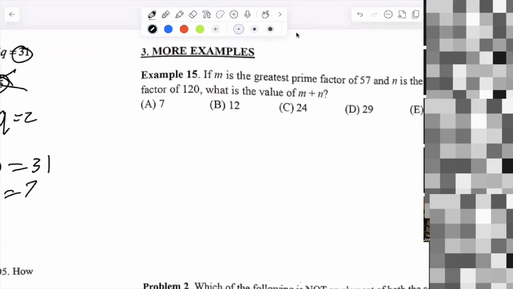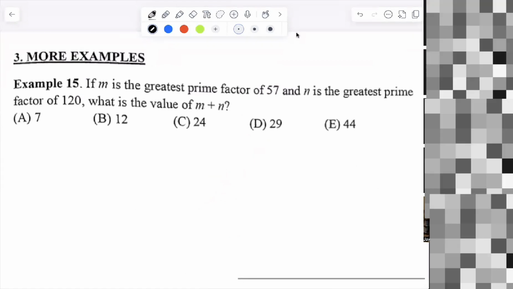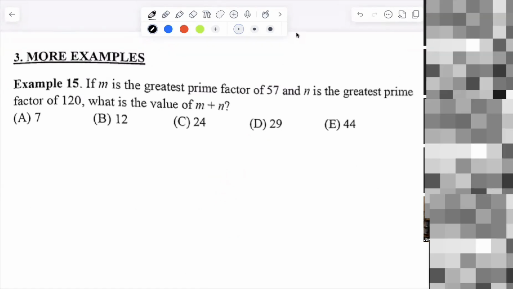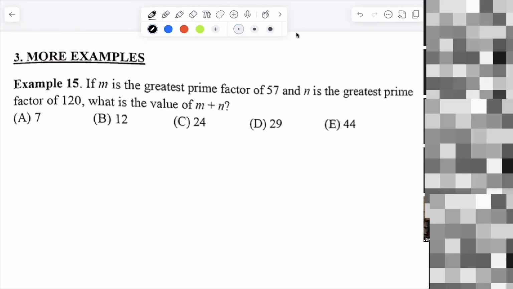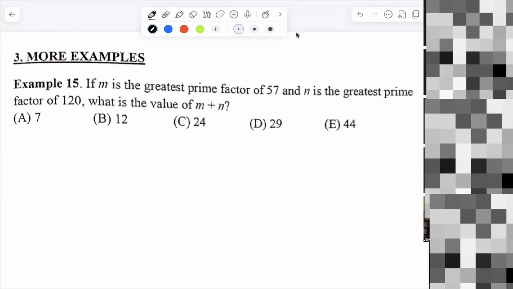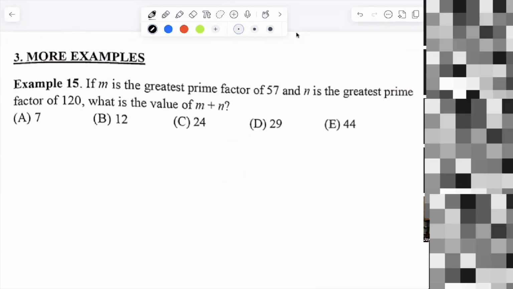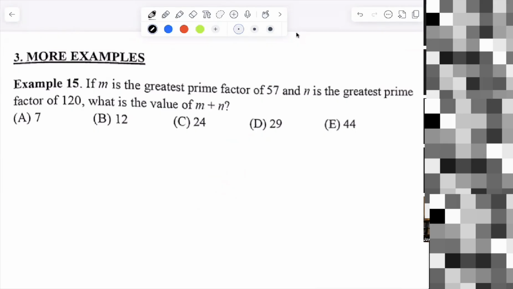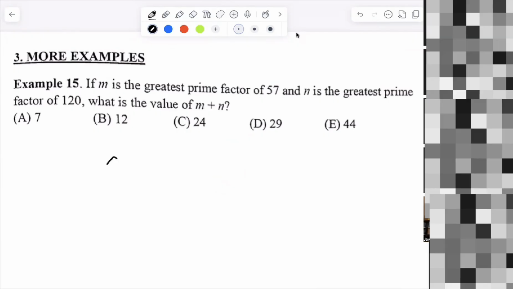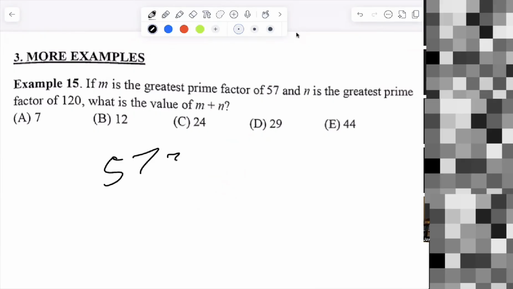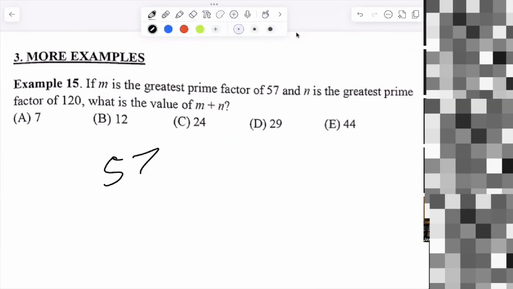Alright? Let's move on. Example 15. If M is the greatest prime factor of 57 and N is the greatest prime factor of 120, what is the value of M plus N? Well, we can factor for each one. What are the factors of 57? If you do the division, you notice that this is divisible by 3 and 19.